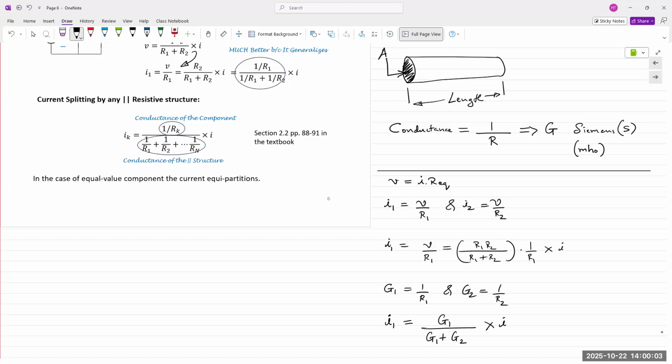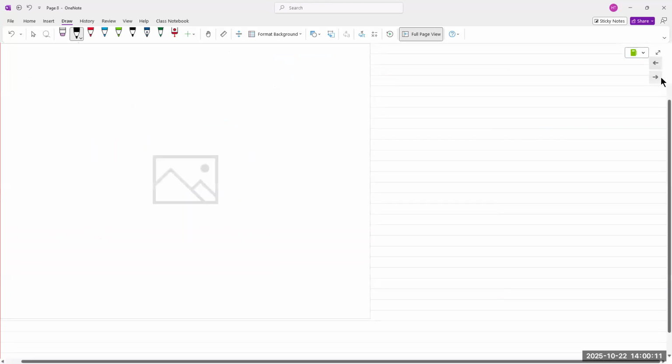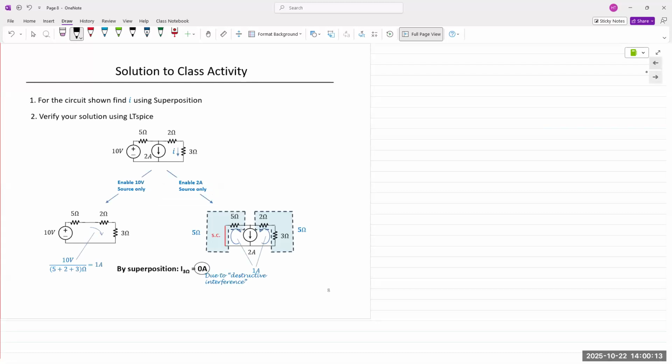We are out of time. There are still a couple of slides left, actually. We'll talk about current division and voltage division later, but this was the home activity in the previous slides. So please ensure, if you have not done it yet, that you have the solution here. Go ahead and do it and see if you can obtain that same solution.